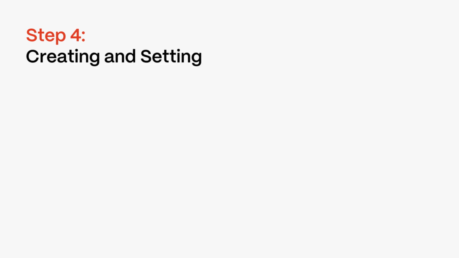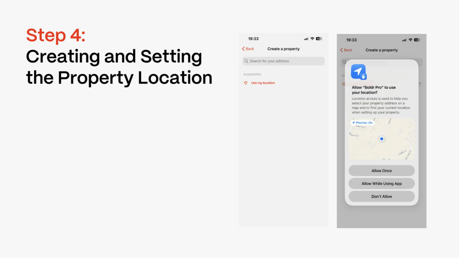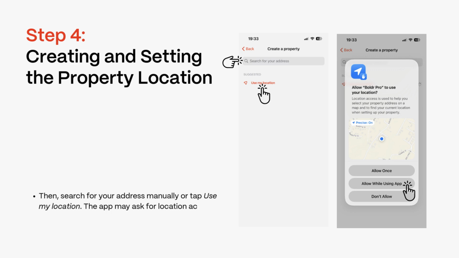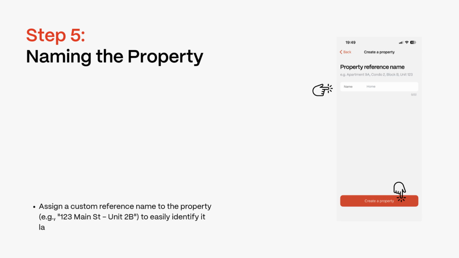Step 4. Creating and setting the property location. First, select the property type, home, office, etc. Then, search for your address manually or tap Use My Location. The app may ask for location access. Choose Allow while using app. You will only be asked this once. Step 5. Naming the property. Assign a custom reference name to the property, for example, 123 Main Street, Unit 2B, to easily identify it later.